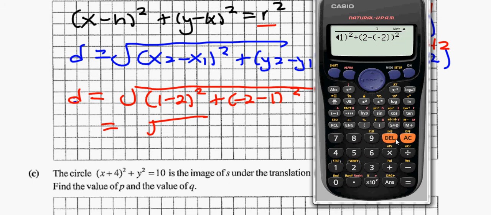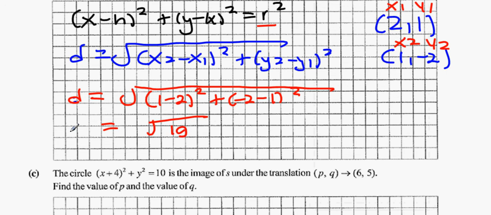So we're just going to alter what we had a minute ago. It's going to be 1 minus 2 squared plus minus 2 minus 1 squared. And we're going to get root 10. So the distance is root 10, and so the radius is now root 10.